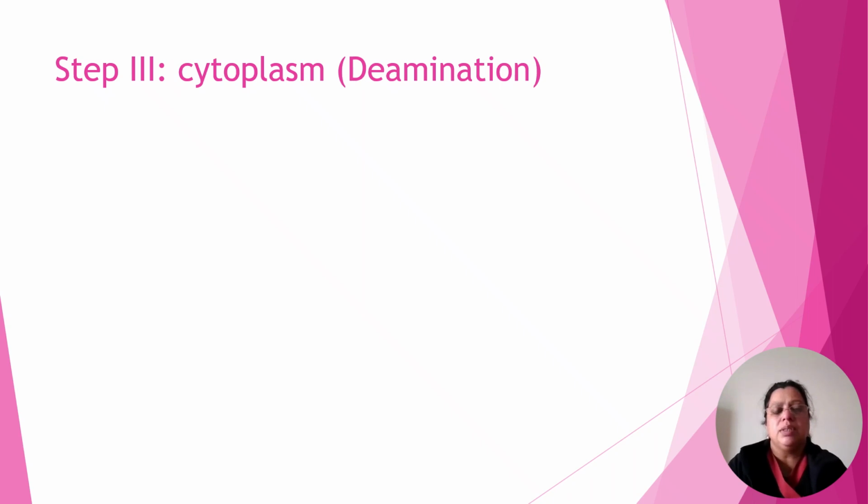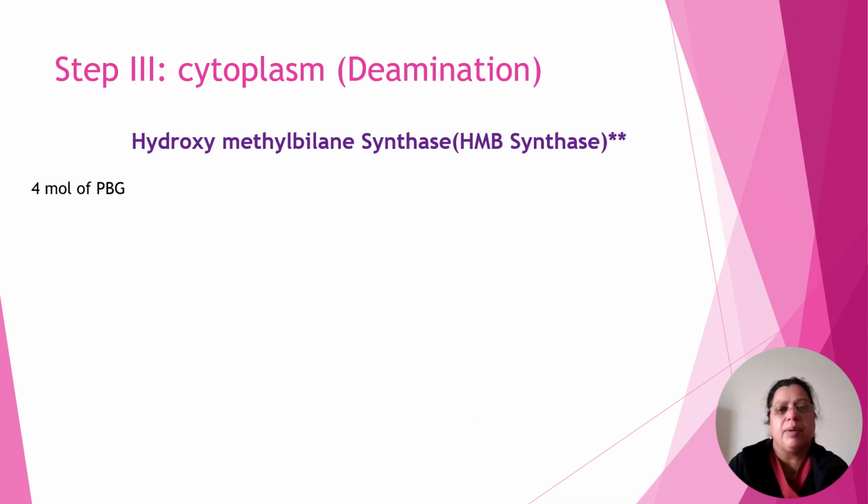Moving on to the synthesis of porphyrins in the cytoplasm. So step 3 occurs in the cytoplasm and it is a deamination reaction. The product from step 2, which is a porphobilinogen or PBG, moves from the mitochondria into the cytoplasm and is acted upon by the enzyme hydroxymethylbilane synthase.